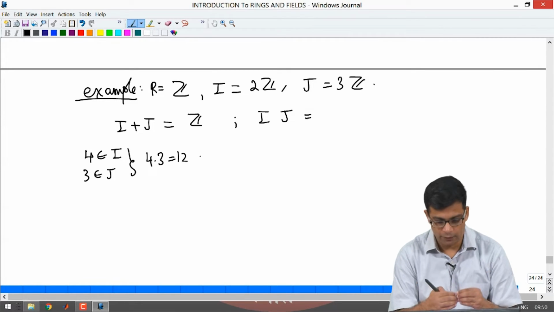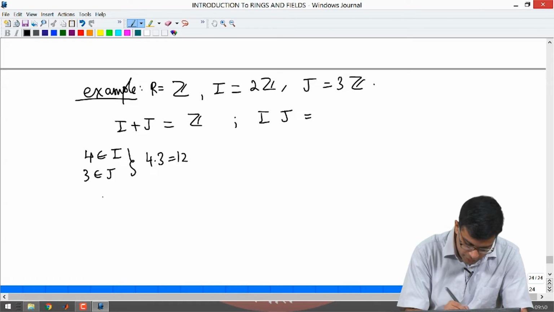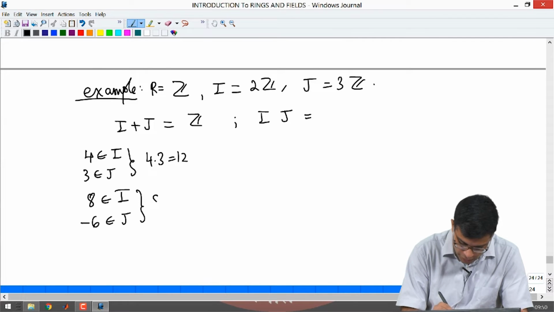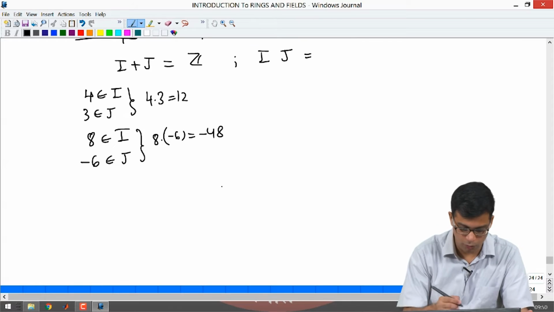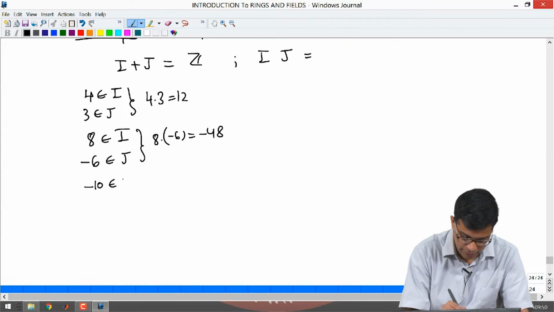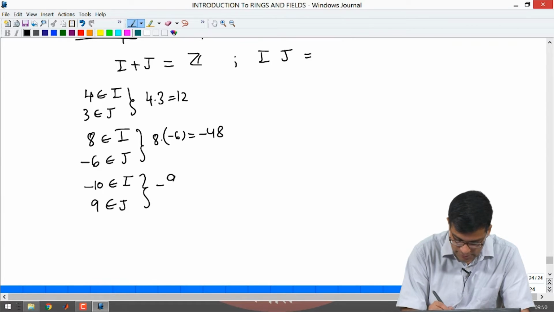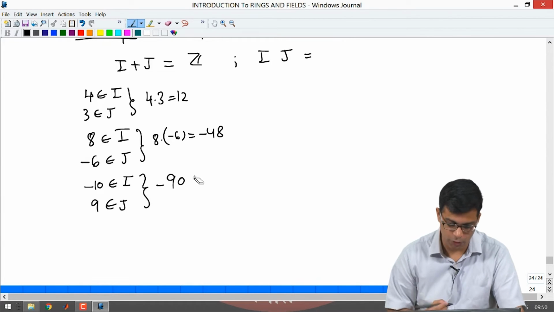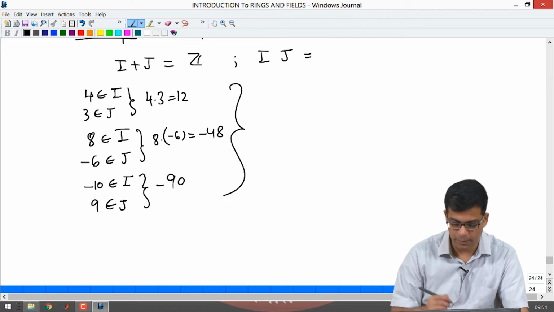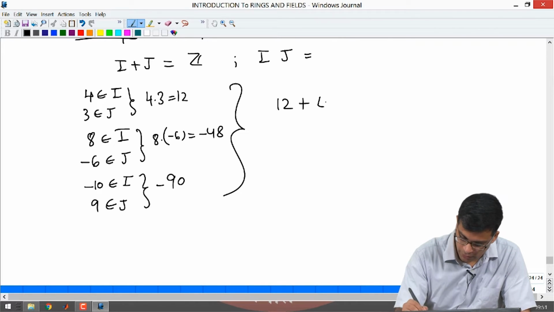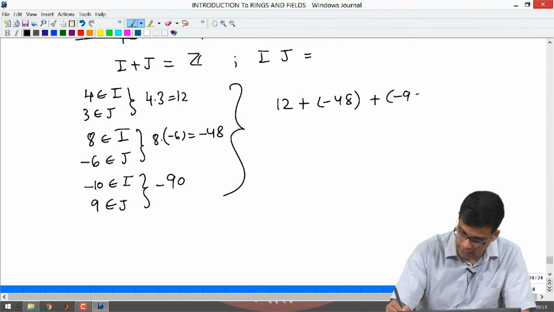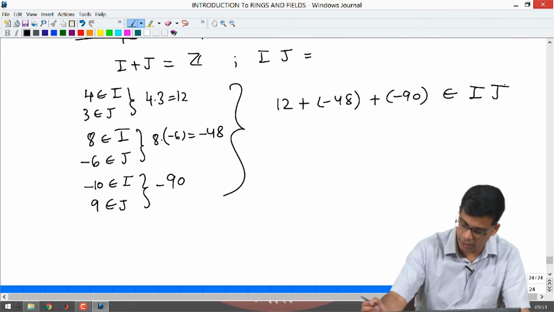So, you take that 12 and you can take another element. So, let us say 8 is in I, minus 6 is in J. So, 8 times minus 6 is minus 48. So, I will do one more thing, minus 10 is in I, 9 is in J. So, minus 90 is the product. So, you take the sum of these three things. So, 12 plus minus 48 plus minus 90 is in IJ, right, and what is this?